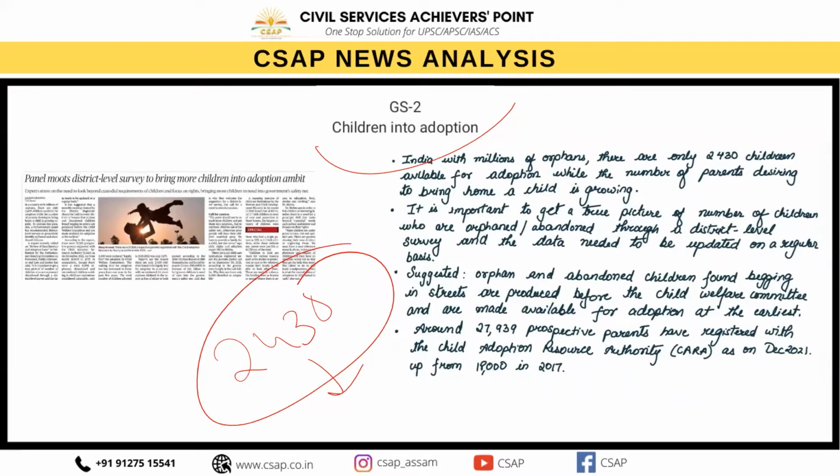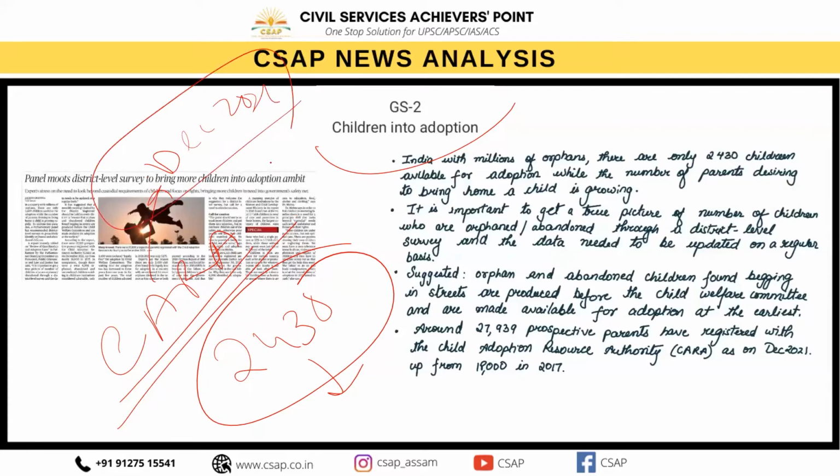And within this particular survey, a particular report came into prominence, which said that around 27,000 prospective parents registered in the CARA. What is CARA? Child Adoption Resource Authority. Okay, so I am talking about the December 2021 value. In December 2021, between 27,000 and 27,500 parents directly applied on CARA for adoption.